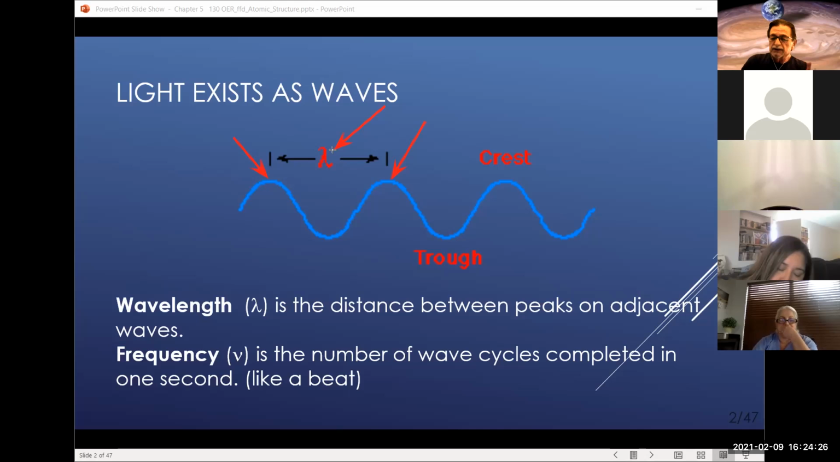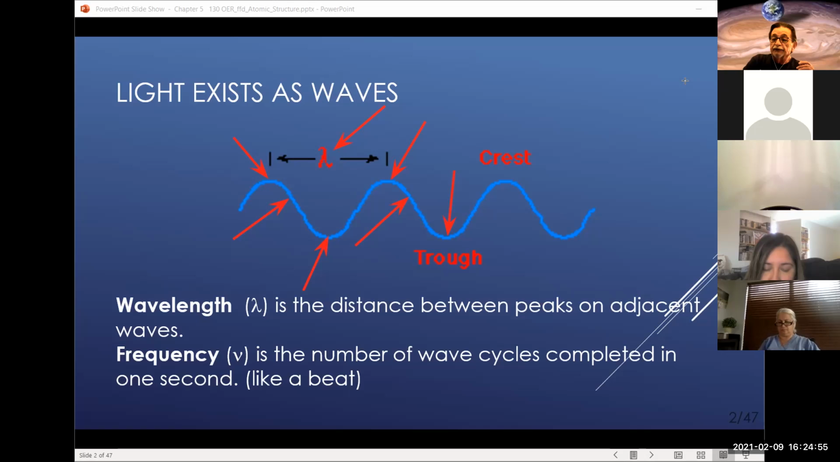Now notice I picked the top of the hill, but keep this in mind. You can pick the bottom of the hill as long as you're picking the bottom of the hill in the next wave. Or you can pick any spot, say on the right shoulder, but pick the same spot on the next wave. That distance is still the wavelength and is denoted by that symbol lambda that says that is the measure of the distance between peaks or points between waves.